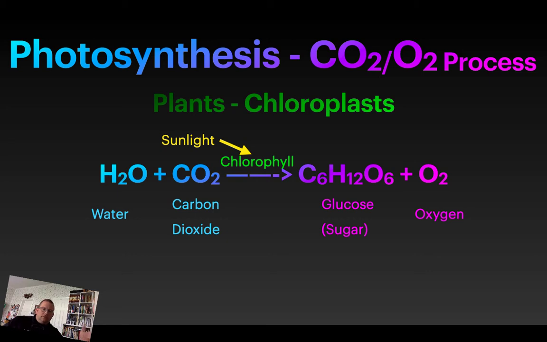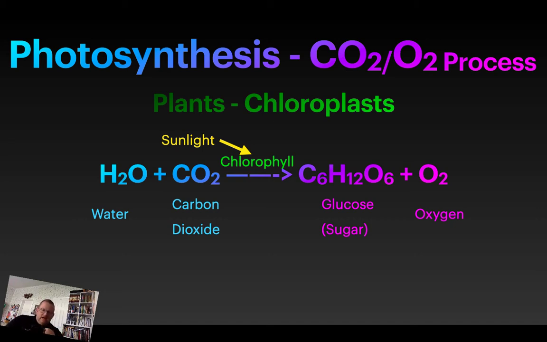So the chloroplast is the green, when you look at a plant, that's the chloroplast, the color of the chloroplast. Inside of the chloroplast is the chlorophyll. The chlorophyll is what captures sunlight. So you got the water coming in through the roots, you got carbon dioxide coming in through the stomata on the leaves. Sunlight comes through the leaf, gets in the chlorophyll, and the chlorophyll traps the sunlight.